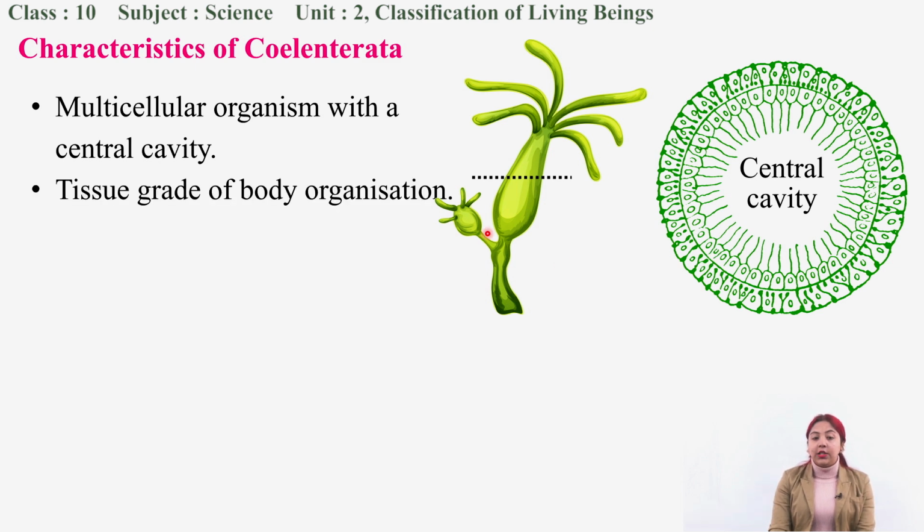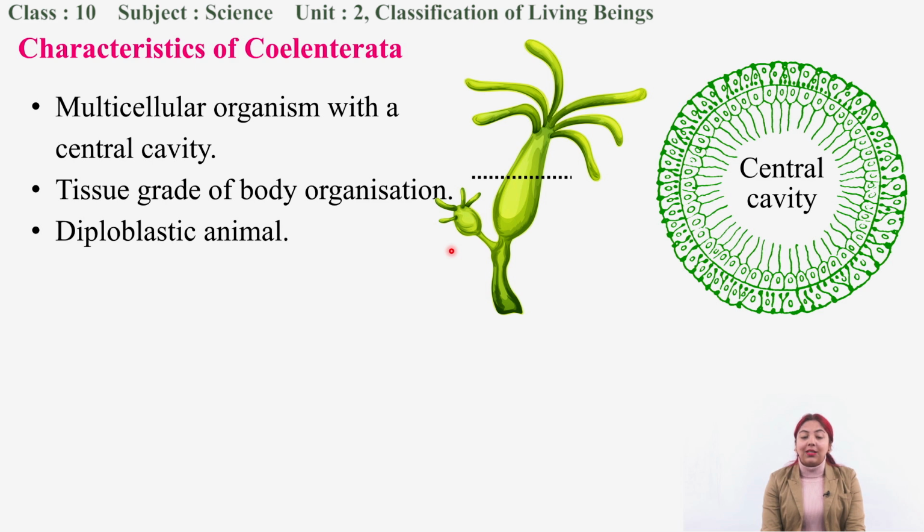They have a tissue grade of body organization. What grade of body organization did the phylum Porifera have? Yes, they had the cellular grade of body organization. They did not have tissues in them. But when you reach the phylum Coelenterata, the organisms have evolved and now tissues have started to form. So they have the tissue grade of body organization.